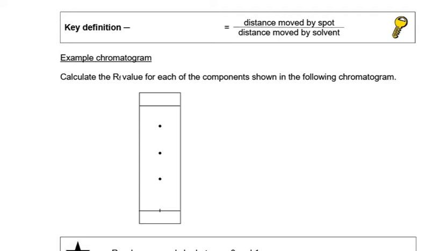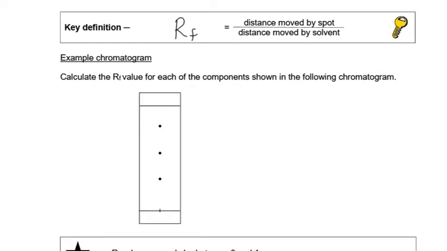We're going to carry on looking at TLC, and we're going to look at what you do with the results. So you've carried out the experiment, you've followed the method through, and you've got this plate with these spots on, and you're going to measure this RF value, this retardation factor. It's going to be a fraction. The number can never be bigger than 1 because the spot cannot move further than the solvent.